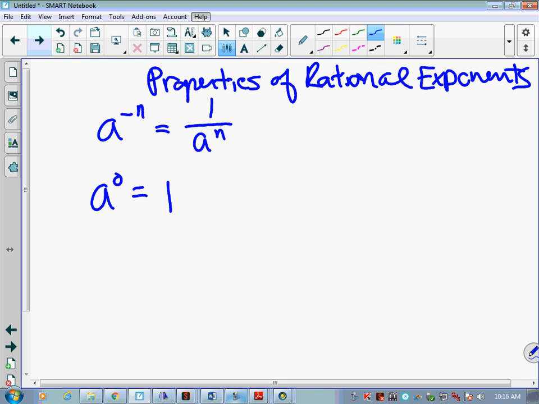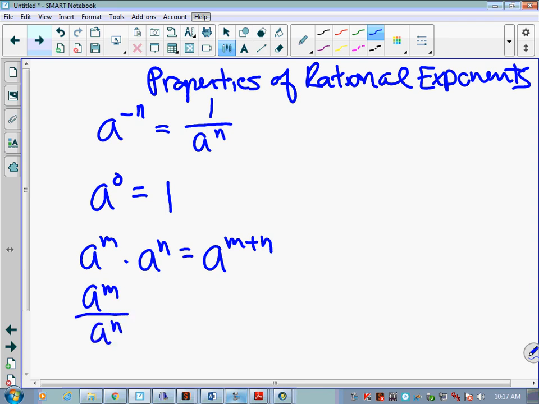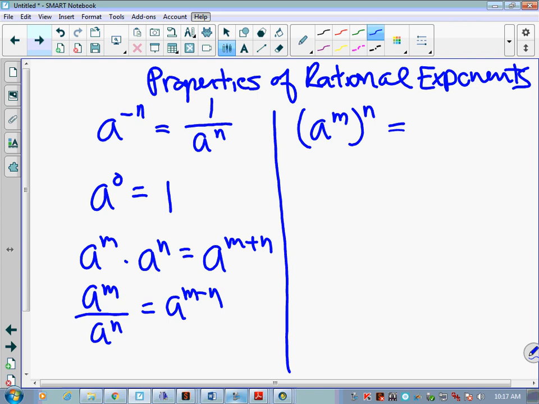Then we have the product of powers. So a to the m times a to the n is equal to a to the m plus n. Okay? Whenever we multiply the same variable with two exponents, we add up their exponents. The same thing with division, except in reverse. a to the m over a to the n is equal to a to the m minus n. Okay? The power of a power property. If I have a to the m to the n, that's equal to a to the m times n.